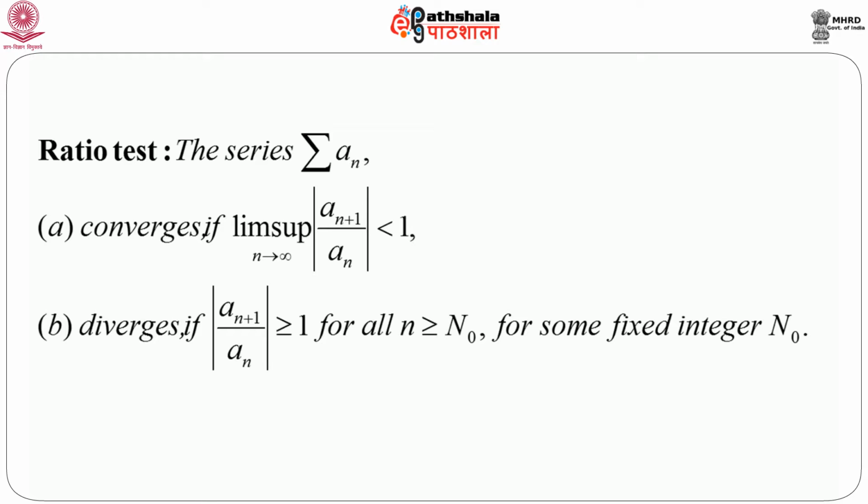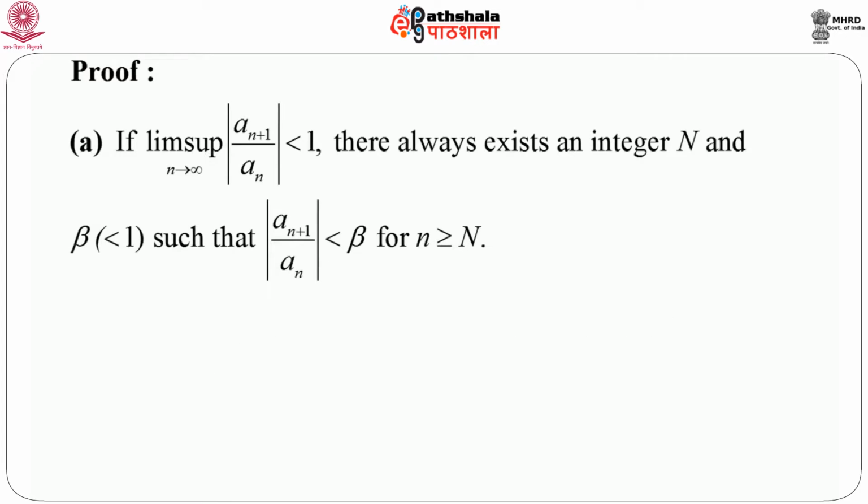Now, this summation a_n converges if the lim sup as n goes to infinity of the modulus of the ratio of two consecutive terms, that is |a_{n+1}/a_n|, is less than 1, and diverges if this ratio |a_{n+1}/a_n| is greater than or equal to 1 for all n greater than or equal to n_0, for some fixed integer n_0. So let us prove this test, or this theorem.